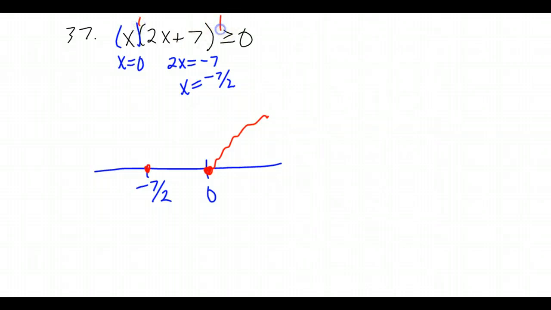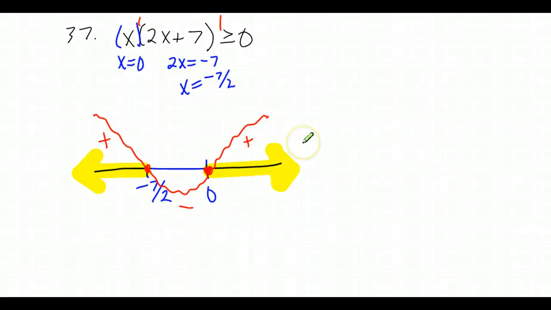This is to the first power, this is to the first power. It's going to go through, come back up. This is positive, this is positive, this is negative. Where is this graph bigger than or equal to 0? Well, in this interval is all positive, so here it is, going forever in that direction. And then this part of the graph is also positive, going on forever in that direction.